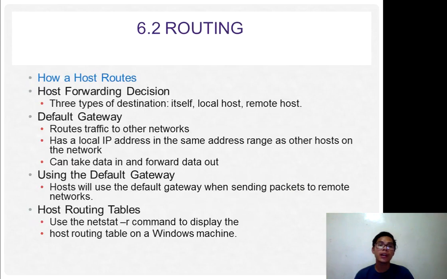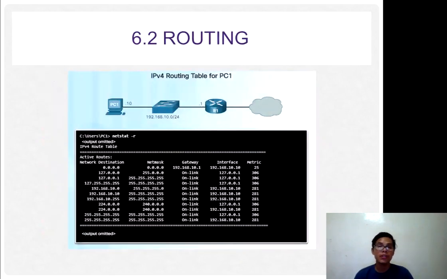Routing: how a host routes. Host forwarding decision: there are three types of destination, itself, a local host, and a remote host. The default gateway routes traffic to other networks and has a local IP address in the same address range as other hosts on the network. It takes data in and forwards data out. Hosts use the default gateway when sending packets to remote networks. Host routing tables use the netstat -r command to display the host routing table on a Windows machine. This is an example of an IPv4 routing table for a PC.